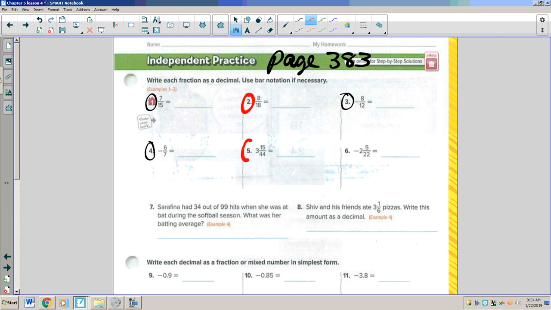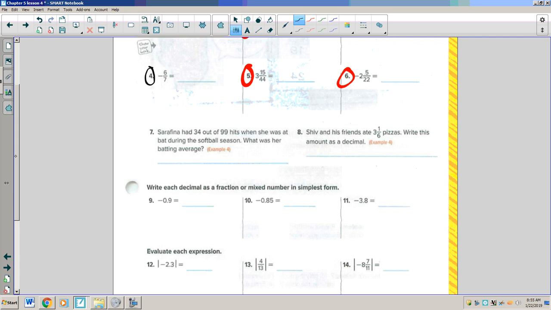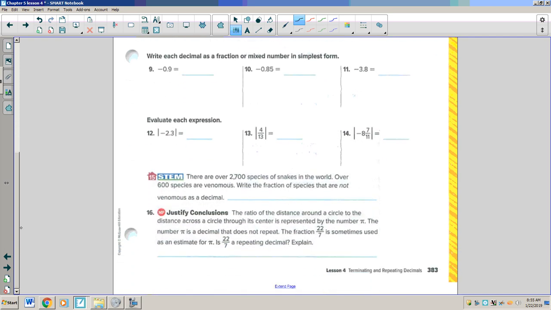2, 5, and 6, you may use a calculator. That one's a calculator. 1, 4, let's go in order. 1, 3, and 4 show work. Complete the rest of the page as the assignment page listed, and that is lesson 4.